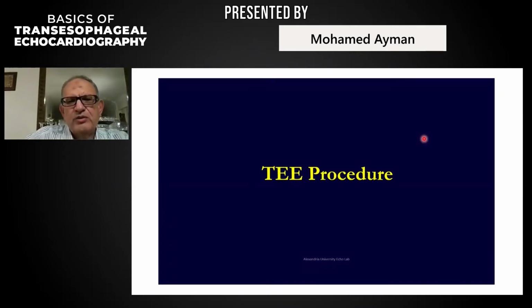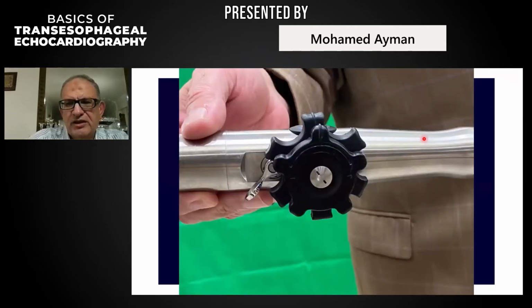So how can we do the TEE procedure? We'll start with the probe manipulation. As you see here, this is the handle of the probe. And in the handle of the probe, you have important parts which control your manipulation of the probe. As you can see here, we have in this handle two wheels. This is the big wheel and another smaller wheel here. You have a lock here.